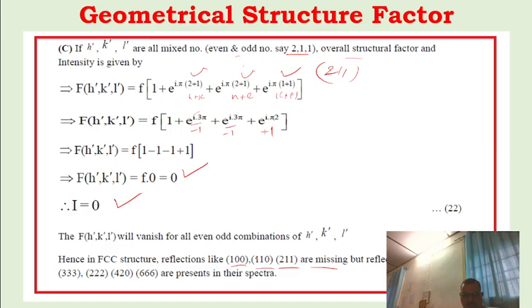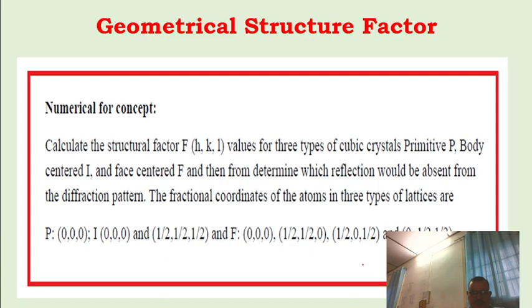These are missing due to mixed indices. These are mixed: odd, even, even. This is odd, odd, even. This is even, odd, odd. Mixed reflections are missing. But reflections that are completely odd or completely even are present in the X-ray spectra. So this is the total discussion.